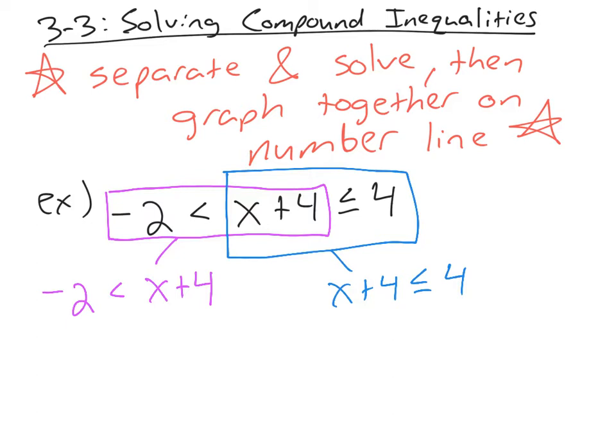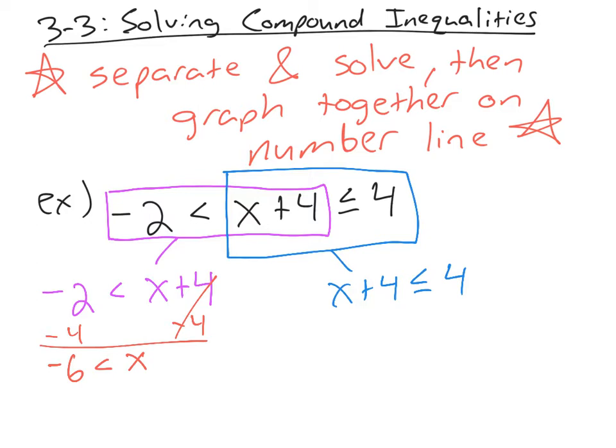What on the left side? What's the first step? Subtract 4 from both sides. That will leave us with negative 6 is less than x. Now that's not going to be very easy to graph. Let's turn that around to make it nice and graph friendly.